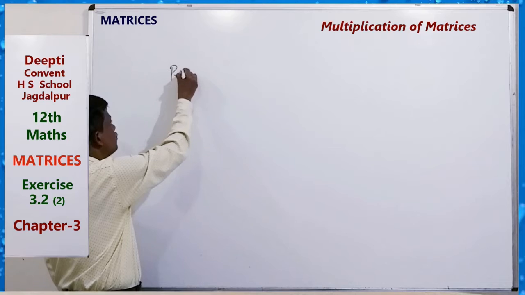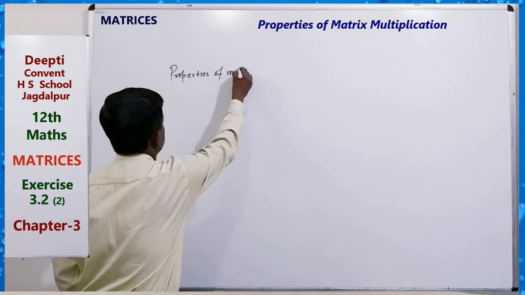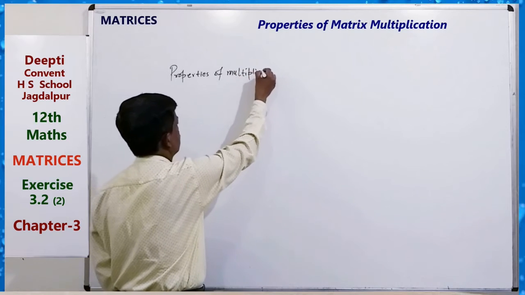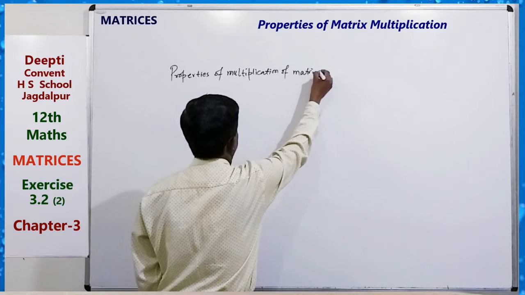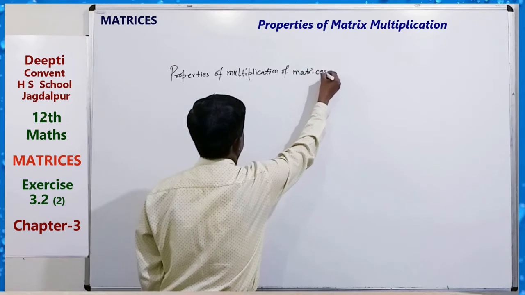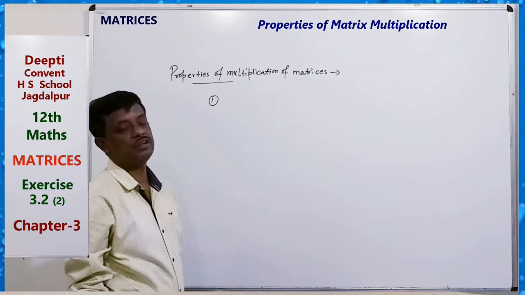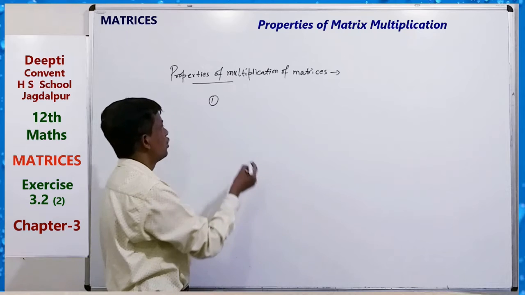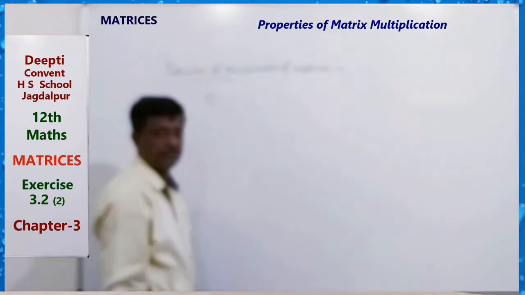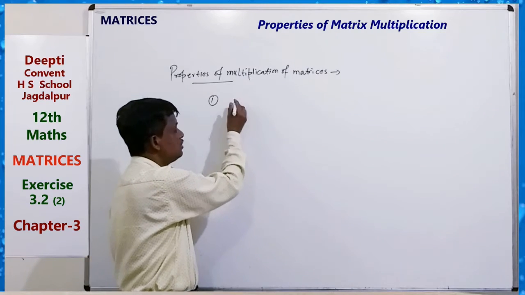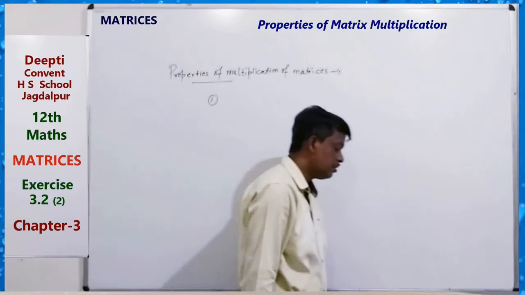So, properties of multiplication of matrices. First, commutativity is not necessary, but associativity and distributivity both hold.